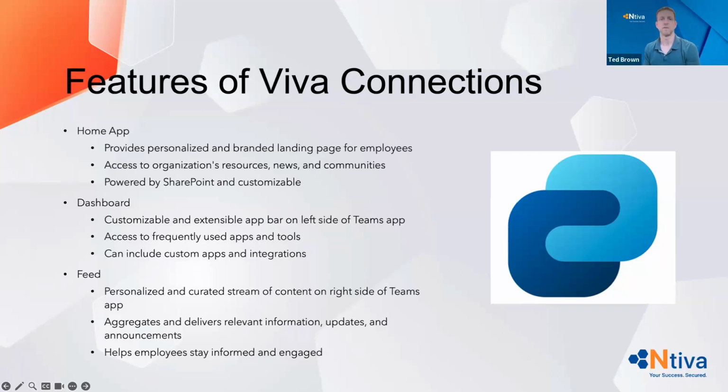Now, some of the features of Viva Connections: they really have 3 main components. You have the home app, a dashboard, and a feed. And I'll show a little bit to make it make more sense. The home app is the entry point to Viva Connections. It provides a personalized, branded landing page for employees where they can access their organization's resources, news, and communities. It's almost like a SharePoint site. The home app is powered by SharePoint and can be customized by organizations to reflect their identity and priorities.